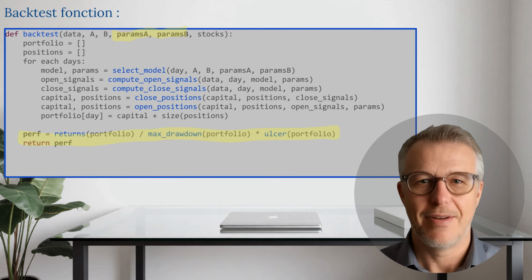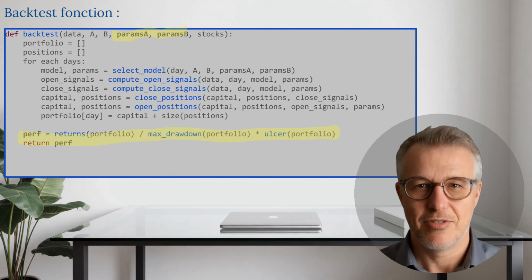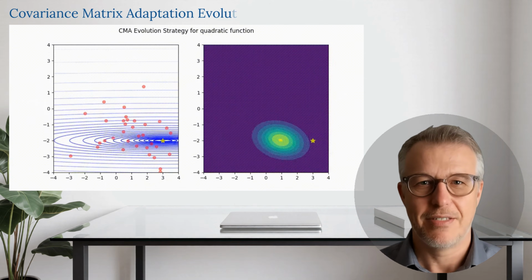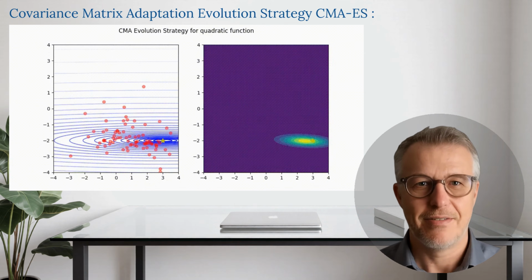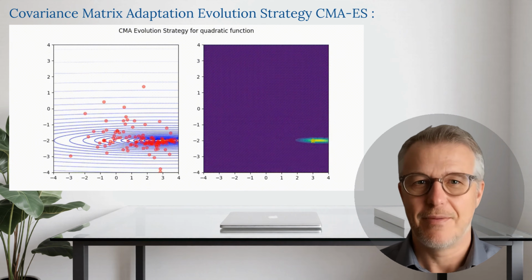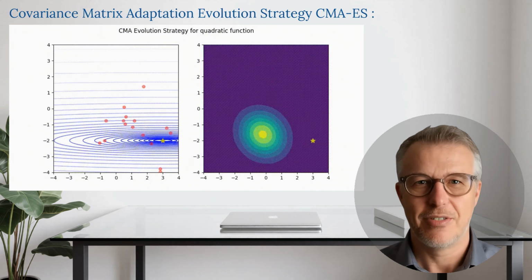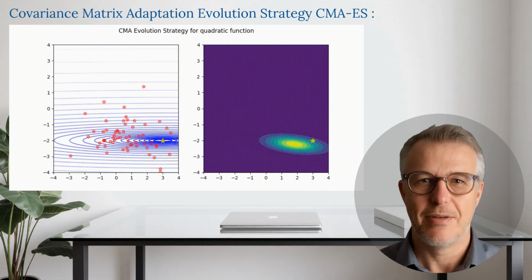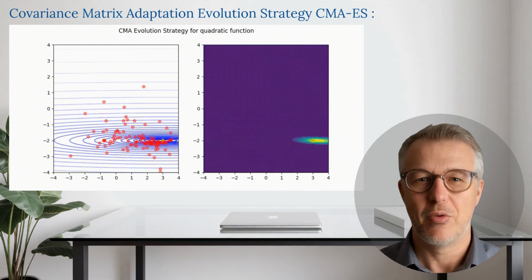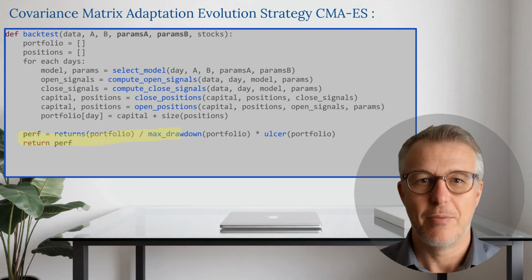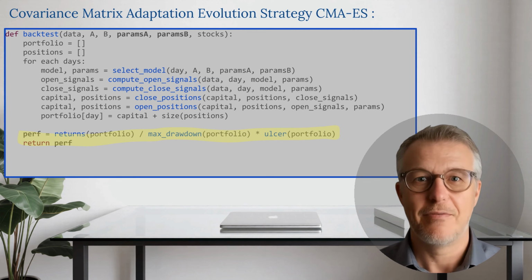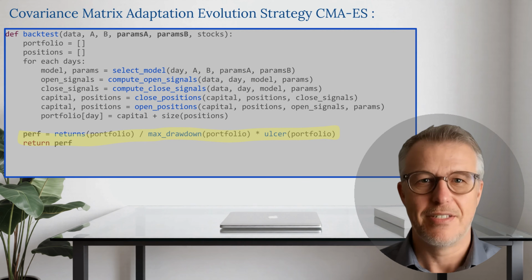To find the best parameters A and B that maximize the overall performance of the backtest function, we need a stochastic optimization method suitable for non-differentiable functions. CMA-ES is a stochastic optimization algorithm. It doesn't use gradient, it explores a search space by sampling from a Gaussian distribution which is continuously adapted. Here on this animation, you can see how the method optimizes a 2D quadratic function. Of course, we will plug in the backtest function. The goal is to maximize it using a performance measure that reflects the investor's specific profile.